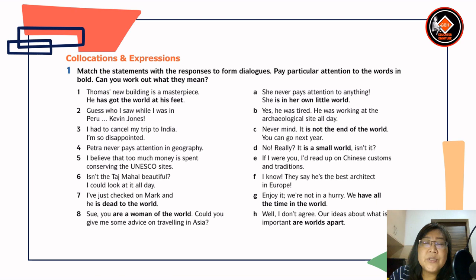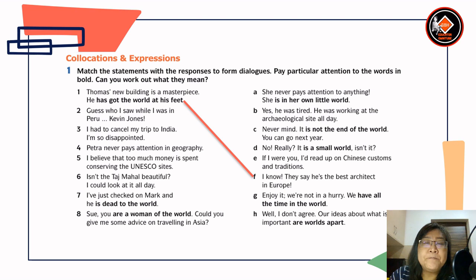Pay particular attention to the words in bold. Can you work out what they mean? So let's look at number 1. Thomas' new building is a masterpiece. He has got the world at his feet. So the answer is, I know. They say he's the best architect in Europe. Number 2. Guess who I saw while I was in Peru?